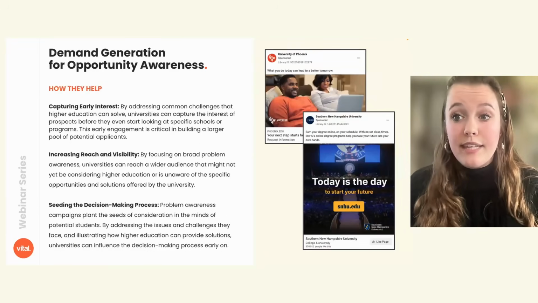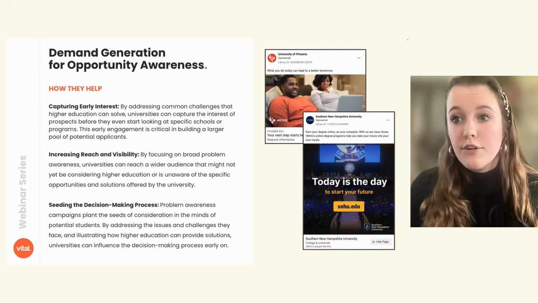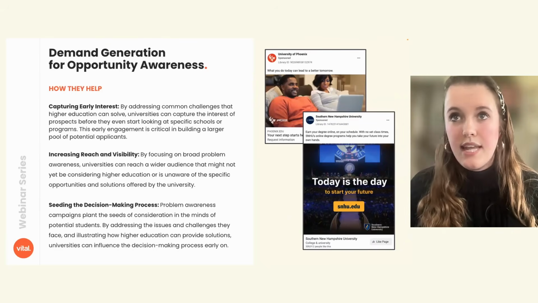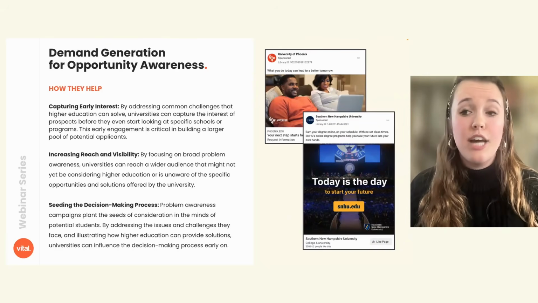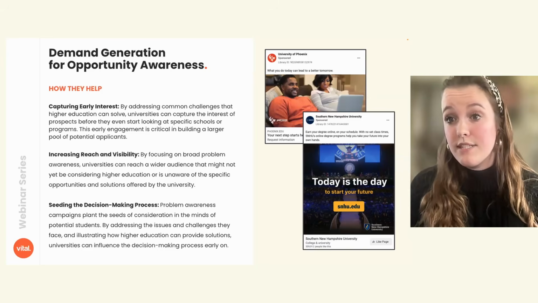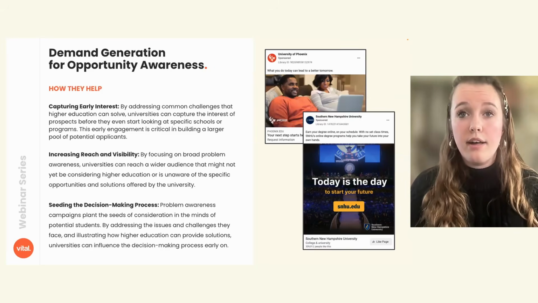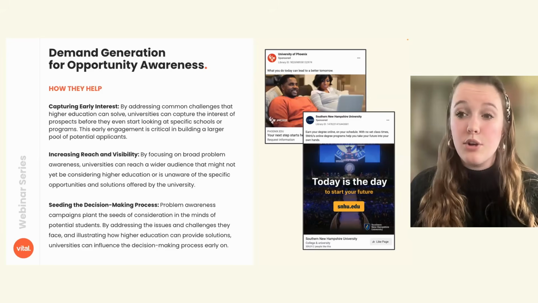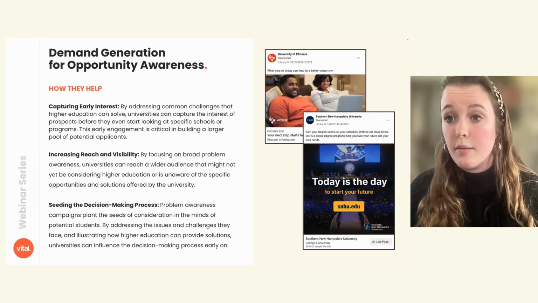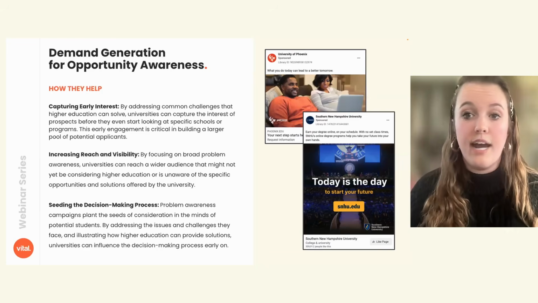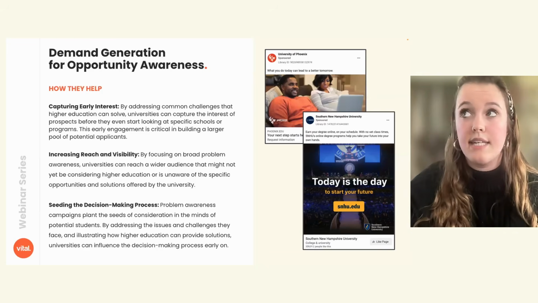Similarly, just capturing early interest, providing any sort of offerings on your website that can get students engaging early is really impactful. It generally increases your reach and visibility, getting in front of as many eyes as possible, and just planting those seeds as early as you can in the student's decision-making process, just to make sure that you stay top of mind when they are ready to make more of those high-intent decisions.